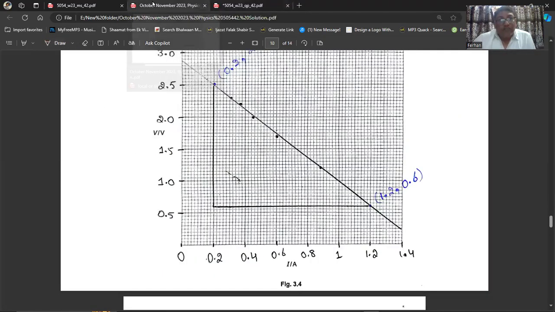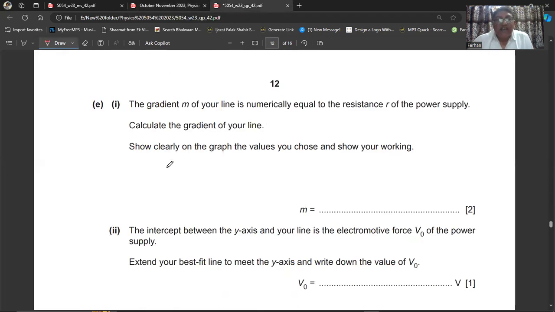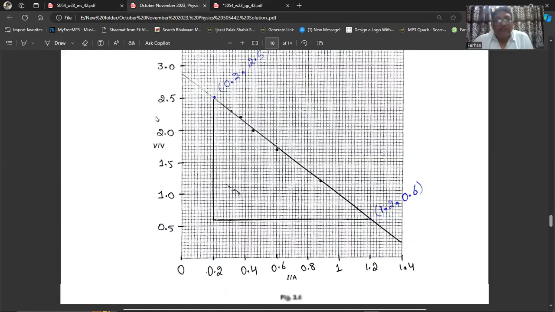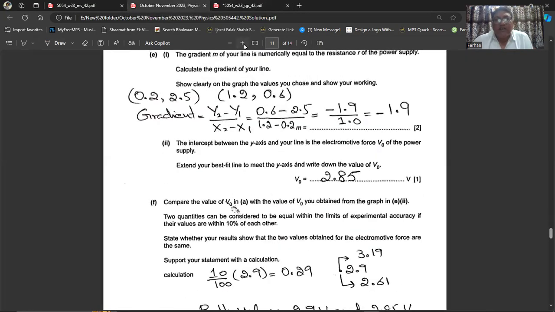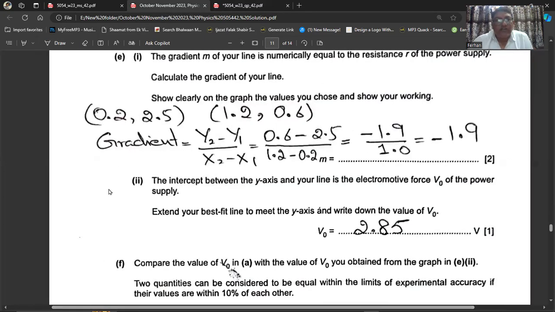Okay, so I will take this point. For example, this point is 0.2 comma 2.5. I will take this point. It is 1.2 comma 0.6. The working here, I will complete this right angle triangle by joining these 2 points. So this is my rise, this is my run. If you divide the rise with the run, you get the gradient of that line, and very easily you can find the gradient. I hope for O-level students, finding the gradient of a given straight line is not a big deal.